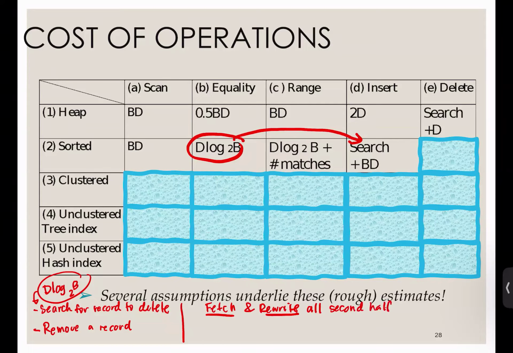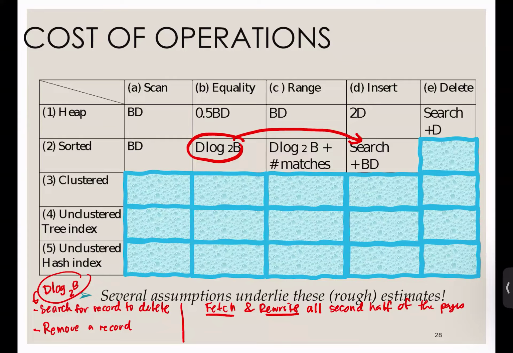All second half of the pages. That means since we have one hole there, we have to read in all the second half of the pages, and then we move the records over by 1. Move over. And then all those pages that got modified, we need to write back.